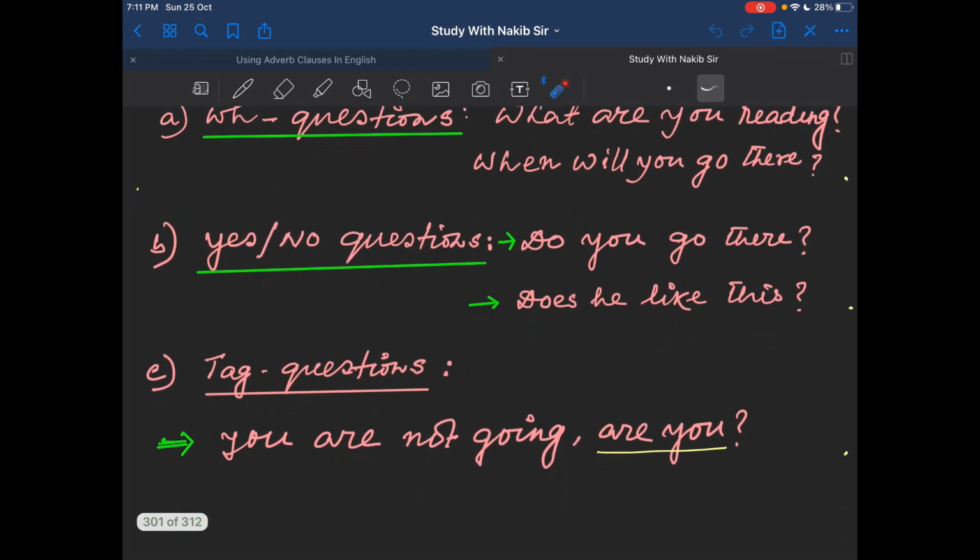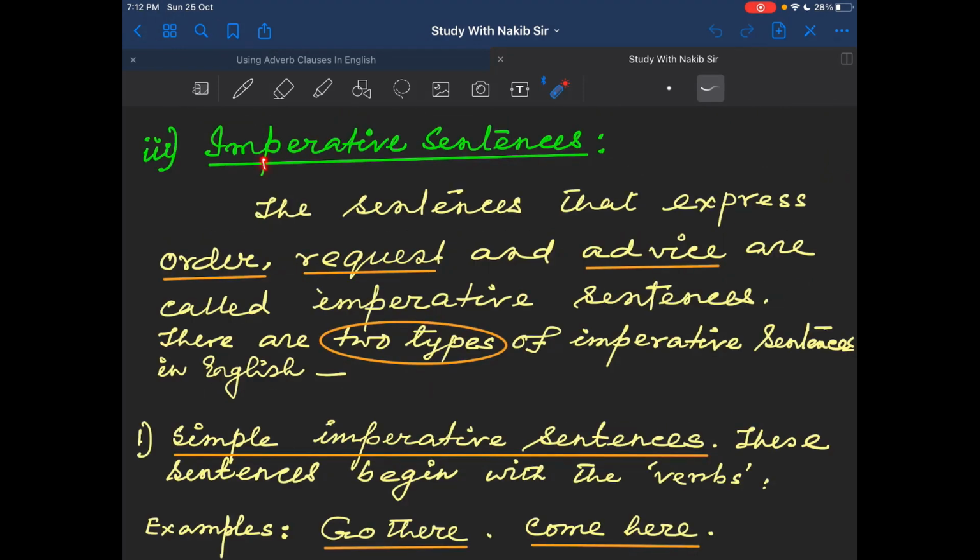And this one, tag questions. See the example. You are not going, are you? This one is called a tag question. One principle is there. If this part is negative, the tag question will be affirmative, and if this part is affirmative, the tag question will be negative. Remember this.